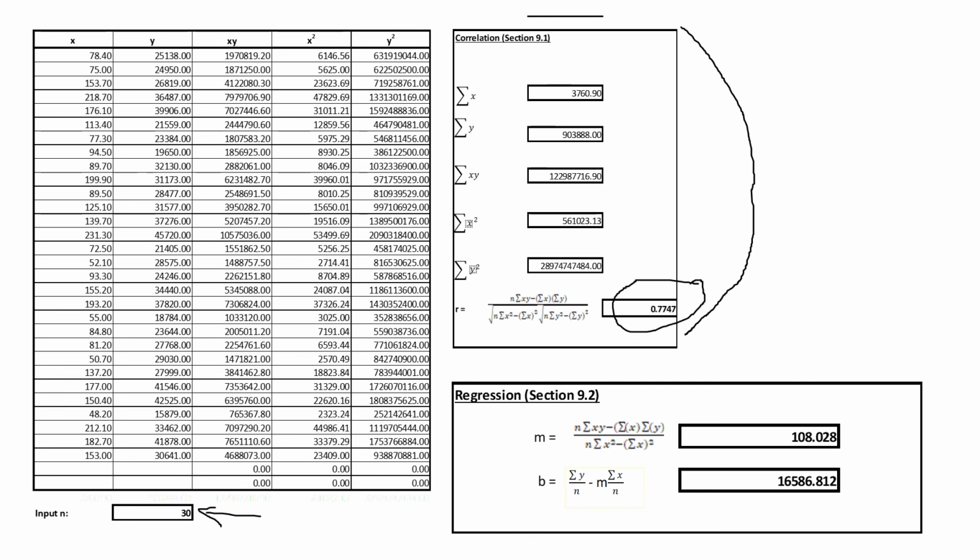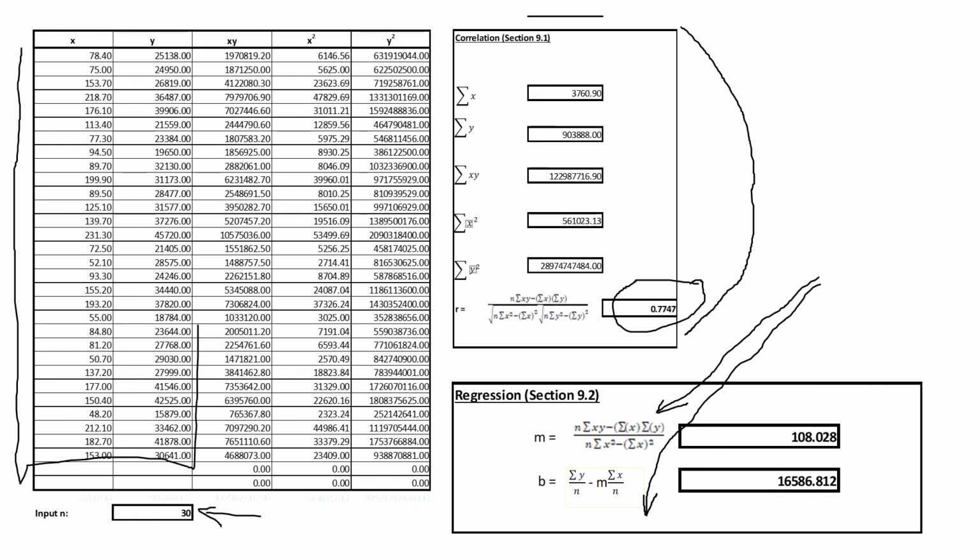Well, I've also created a calculator that does all these calculations right here. And you can see it calculates out my slope, which is 108.028, and my y-intercept, 16,586.812. Again, you just have to make sure you put in your x and y data right here. And then put in your input. And your data will automatically output, because I don't want you doing thousands of calculations to get what you can do in Excel here in a matter of minutes.